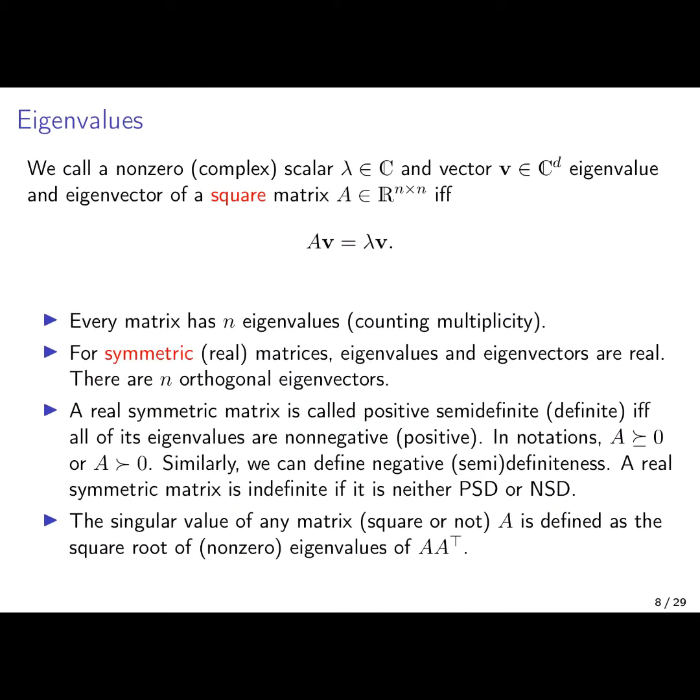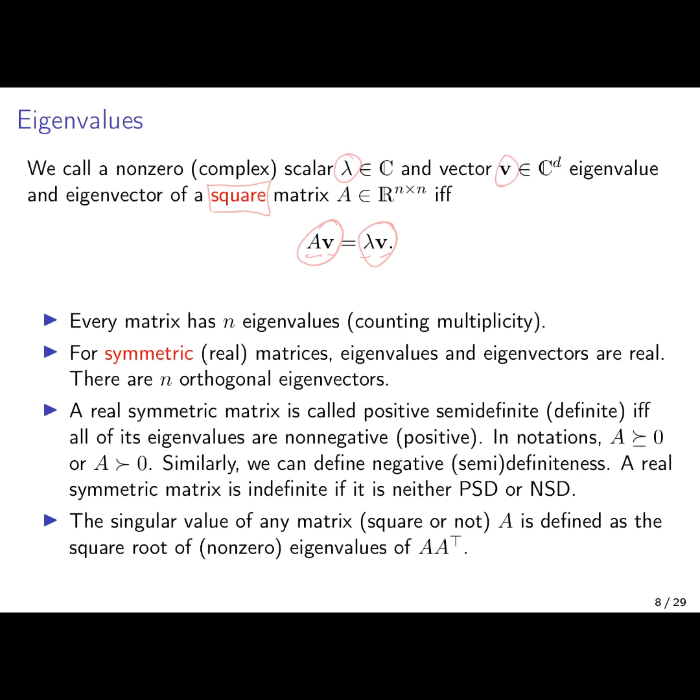Alright, so once we have matrix multiplication, we can also define eigenvalues. So we say a complex number lambda and a complex vector v are the eigenvalue and the eigenvector of a square matrix A. Okay, it only applies to square matrices, if the following is true: A multiplied by v equals lambda multiplied by v. Okay, so this is a vector, this is also a vector, so you can match them.